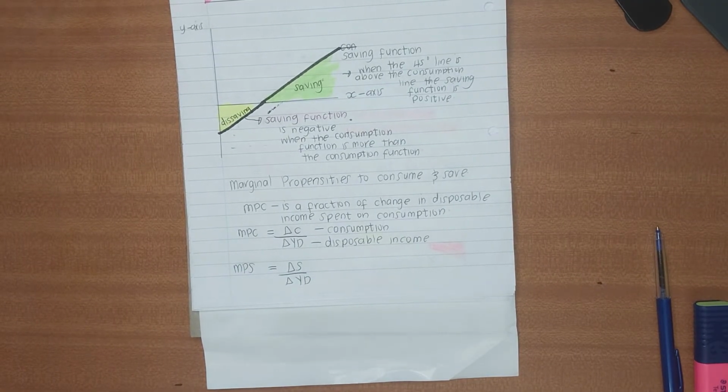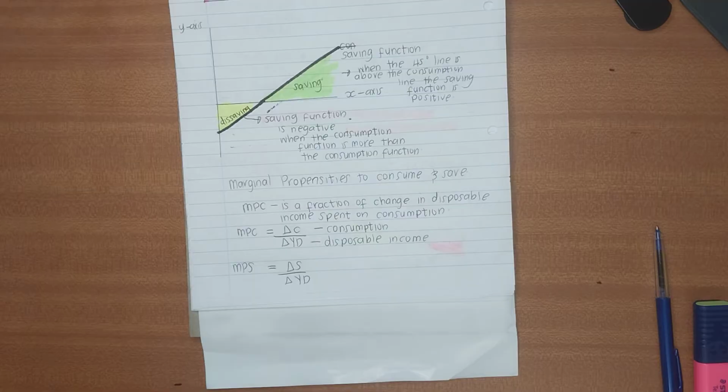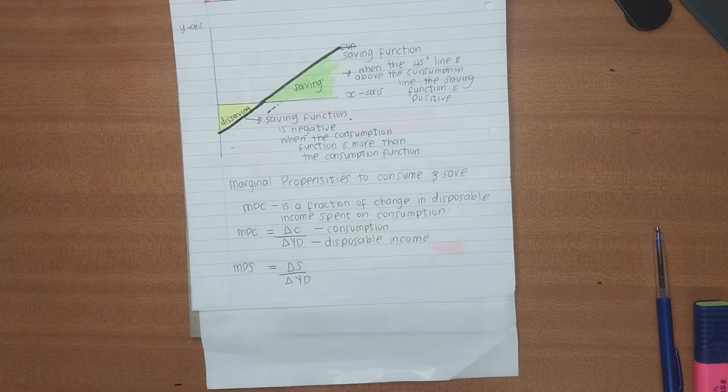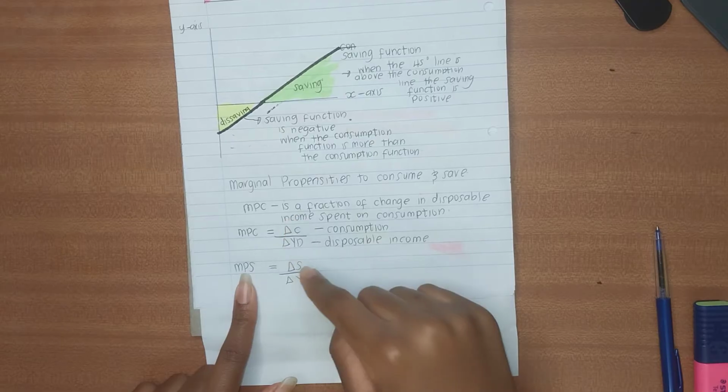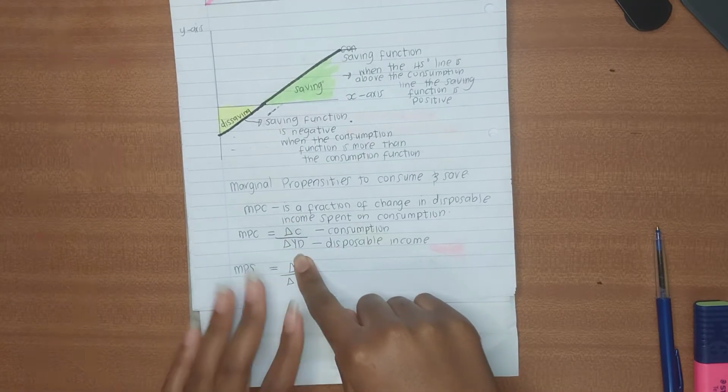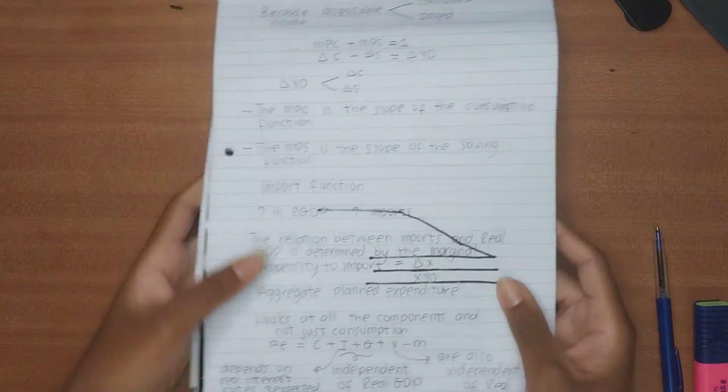And then we move on to what we call the marginal propensity to consume and to save. These marginal propensities basically show you a fraction of what you are either consuming, saving, or paying in tax, based on the change in your disposable income. How you calculate it is that your YD, your disposable income, will always be on the denominator, and whatever propensity you are calculating will go on top. If you're calculating consumption, it goes on top. If savings, it goes on top. If taxes, it goes on top.